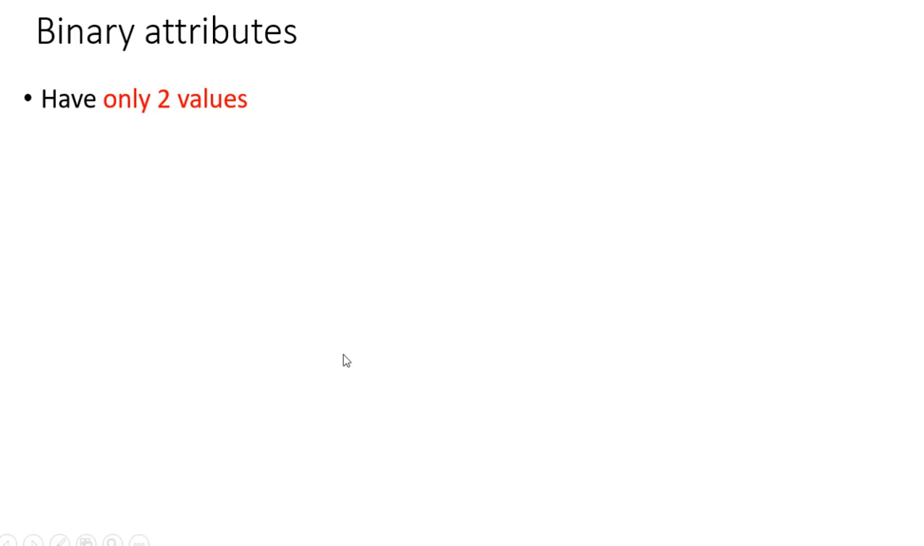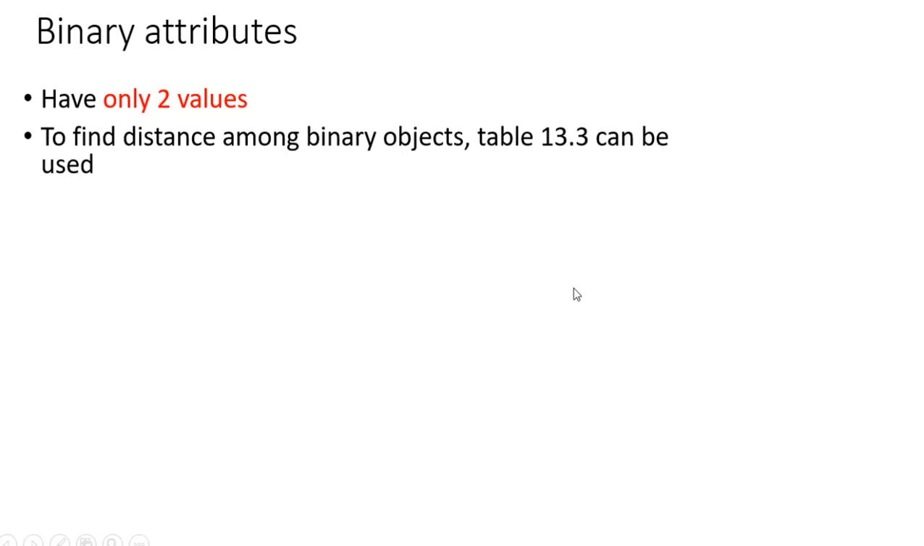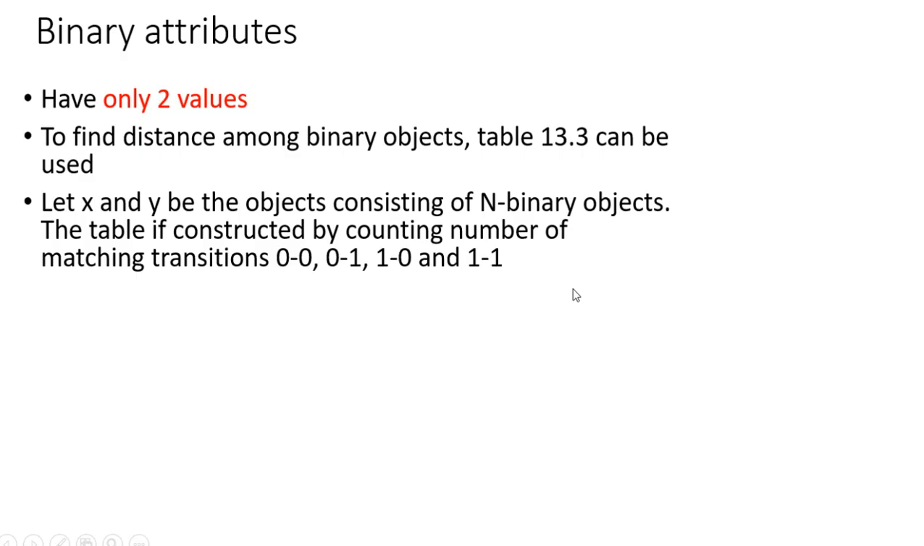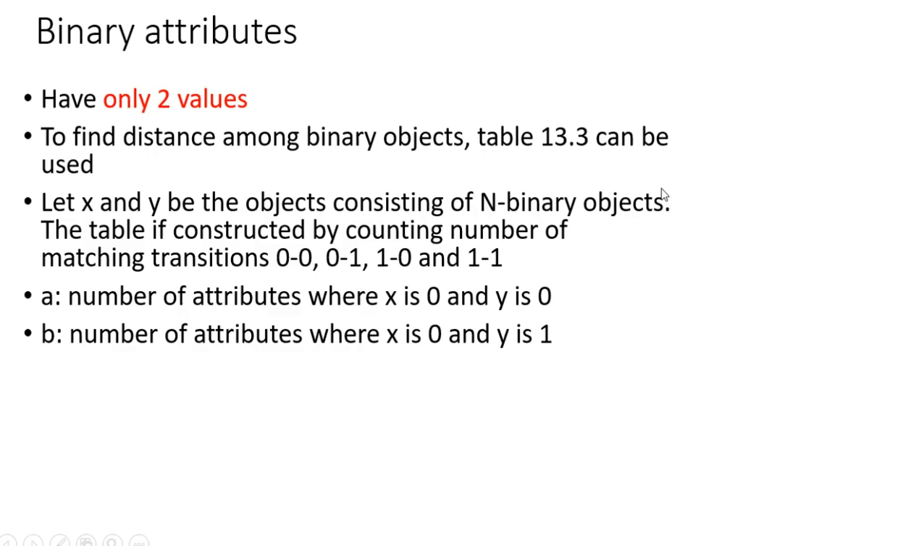The fourth one is binary attributes. Before we go into other things, we need to understand some kinds of attributes, right? So let's say I have to find the distance among binary objects. It will either have value 0 or 1, right? So let's say x and y are the objects. These are the possible four values for x and y: 0 0, 0 1, 1 0, 1 1.